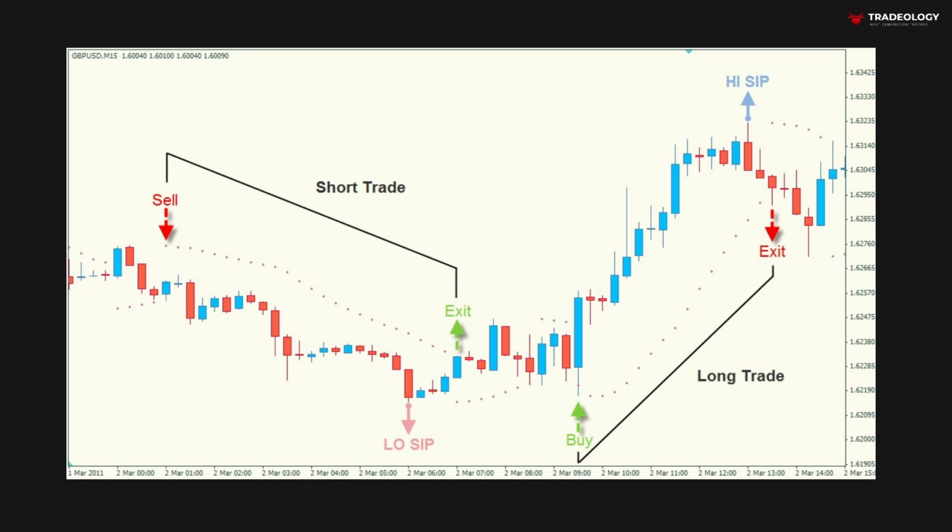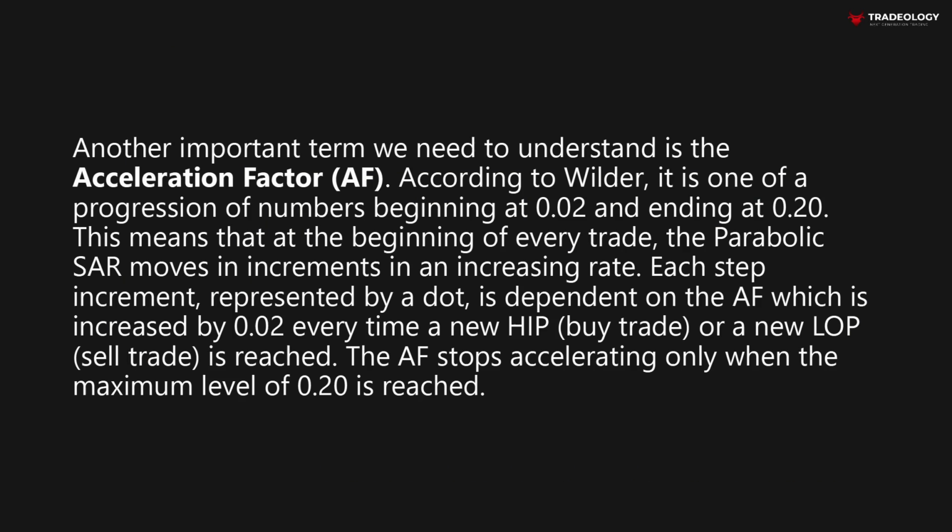A significant point, or SIP, is the highest price during a long trade or the lowest price during a short trade. In this image, you can see the low SIP in the short trade and the high SIP in the long trade. Another important term we need to understand is the acceleration factor, or AF.